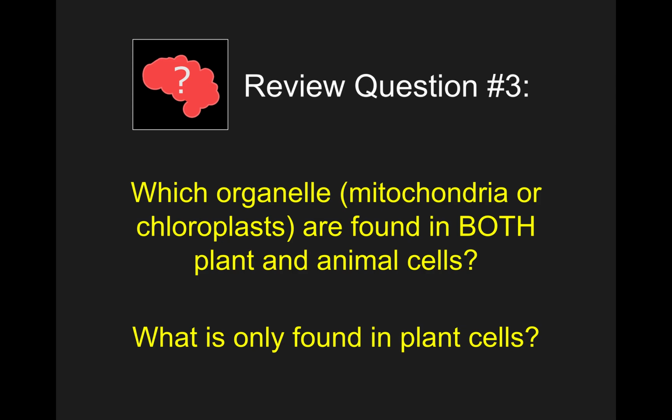So the answer here is mitochondria are found in both plant and animal cells, because all cells on Earth have to be able to do cellular respiration and to get energy in the form of ATP to use for cell processes. But in plant cells, we only find chloroplasts. So as cool as it might be to be green and to be able to do photosynthesis, we can't. Animal cells don't have chloroplasts. So that's a specialized feature of plant cells, which allows them to be autotrophs and make their own food.